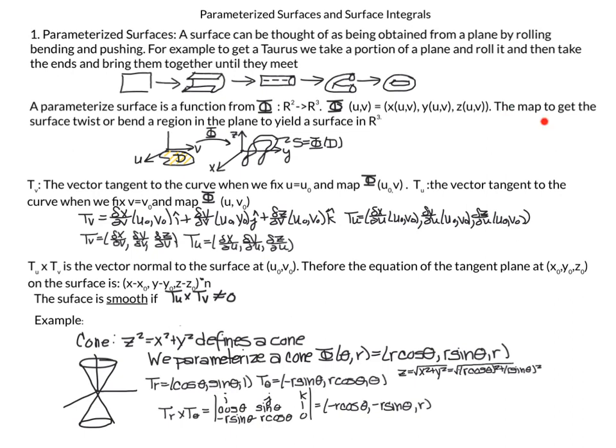So again, phi is the map to get the surface: twist or bend a region in the plane to yield a surface. And I'm also going to give you a warning.